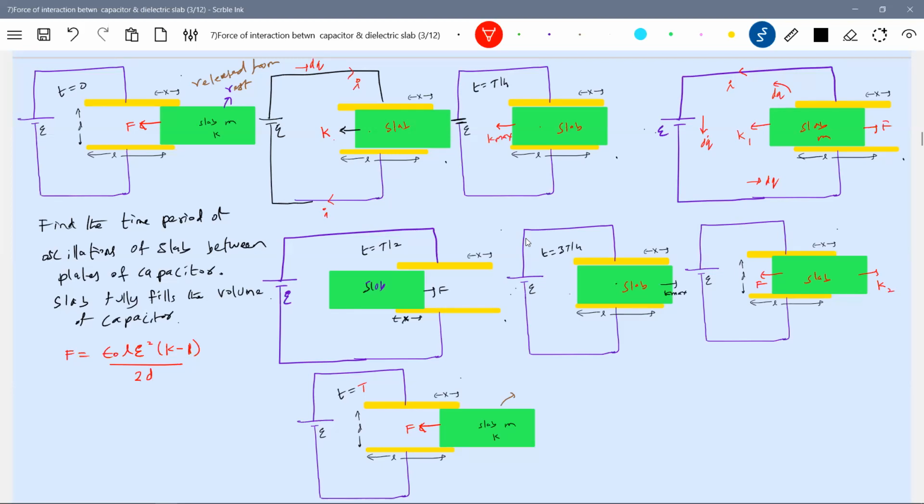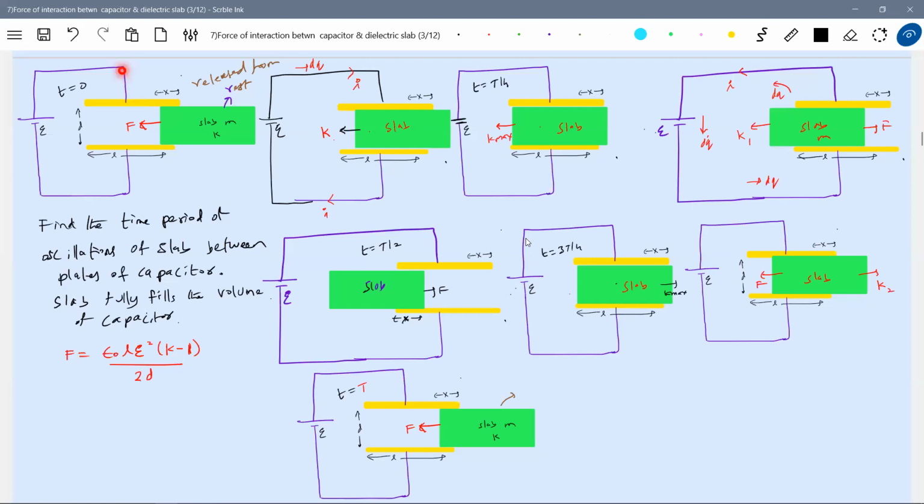Hope everyone is able to understand things. When the slab moves from extreme to mean position, the charge will flow from the cell to the capacitor. When it's moving again from the mean to the left extreme, the charge will flow in the opposite direction into the cell. So there will be an exchange of energy between the cell and capacitor, and no heat generated. This is the ideal case we are discussing.